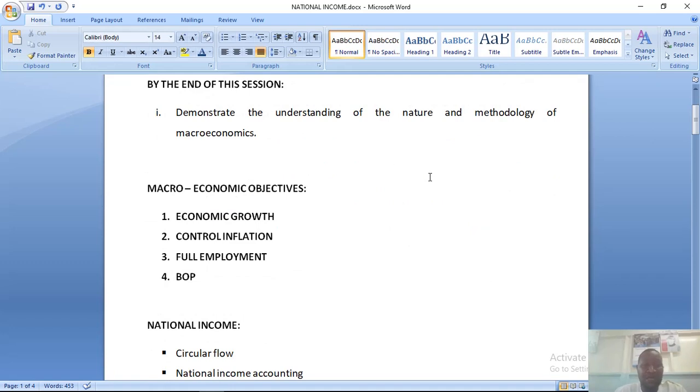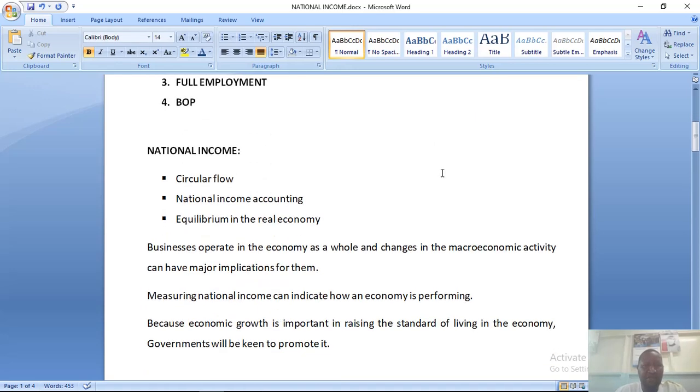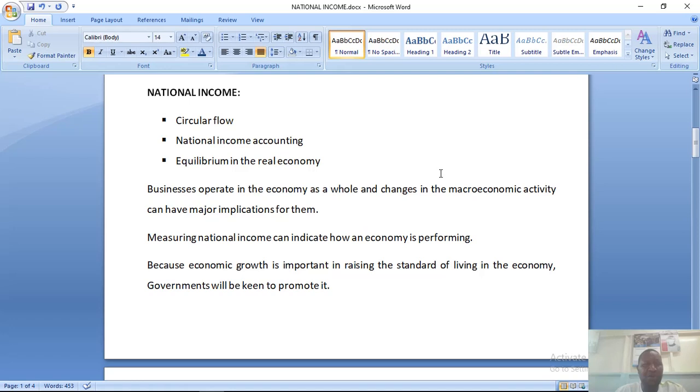There are basically four macroeconomic objectives, that is to achieve economic growth, control inflation, achieve full employment, and maintain a healthy balance of payment. We'll be talking about those issues in details. To begin with, in this particular session, we are focusing on national income and national income calculation. So under national income, we'll look at the circular flow of income. We'll look at national income accounting or calculations, and we'll also look at the equilibrium income or the equilibrium in the real economy.